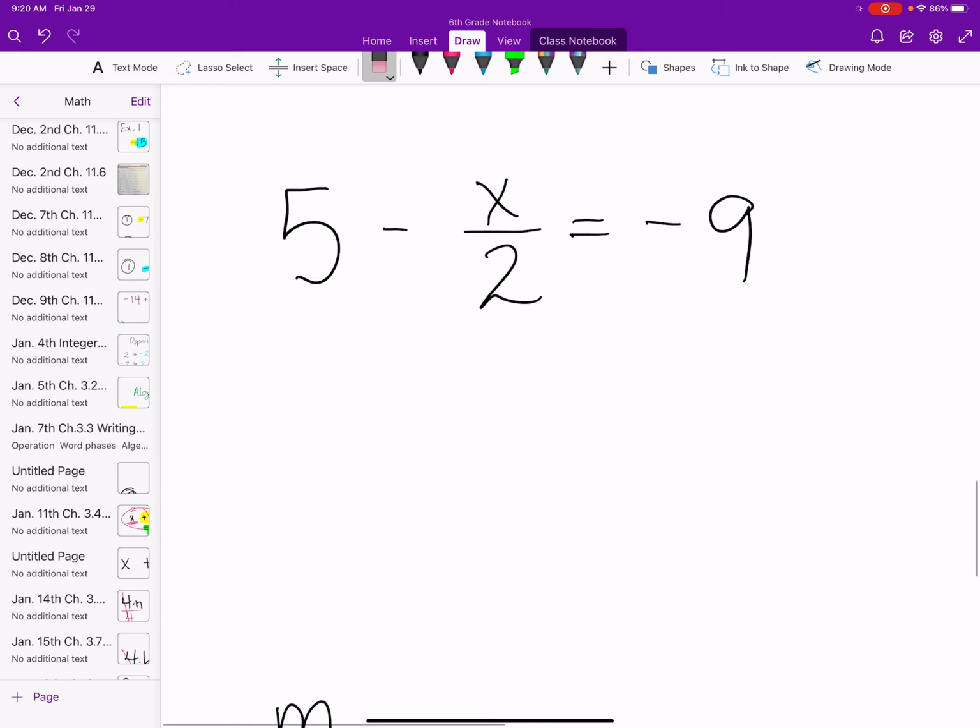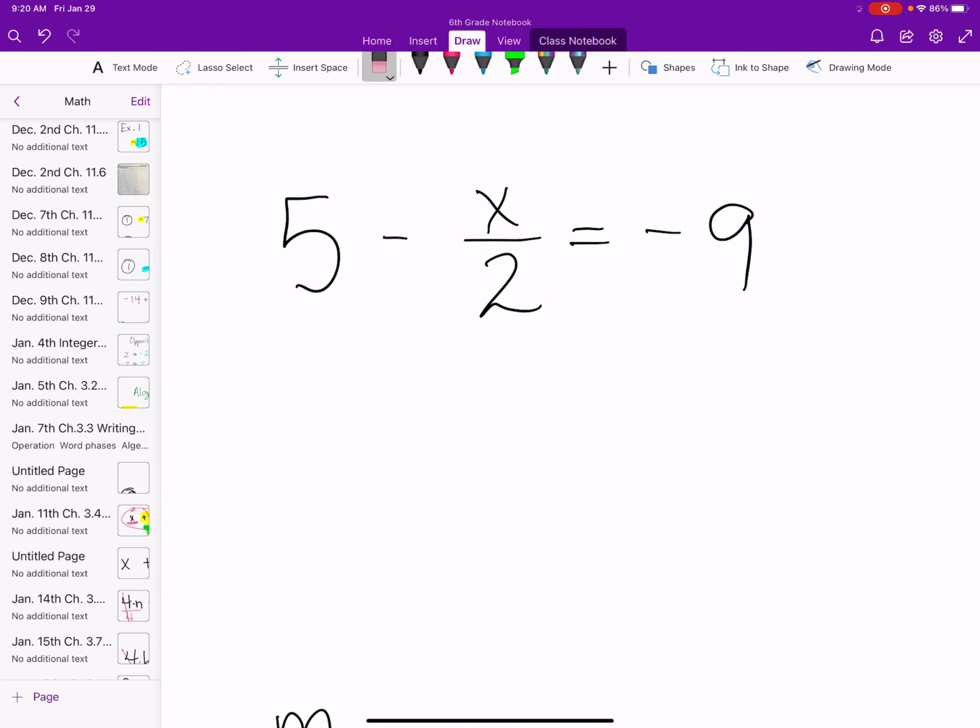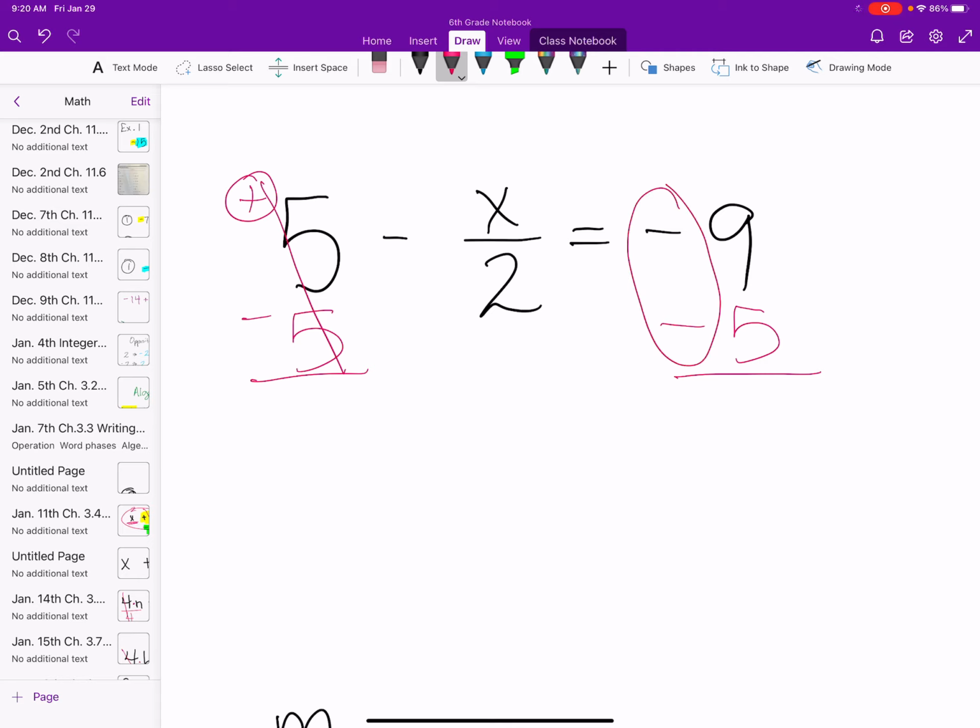Okay, here's another example. So we have plus 5 here. We need to get rid of that guy first. The opposite of plus 5 is minus 5. Minus 5 on each side. These are the same signs, so we're going to add them together and keep our negative. Now we have this guy. Don't forget about him. I'm going to put him up with our x so I don't forget about him. And I'm going to say negative x divided by 2 equals negative 14.